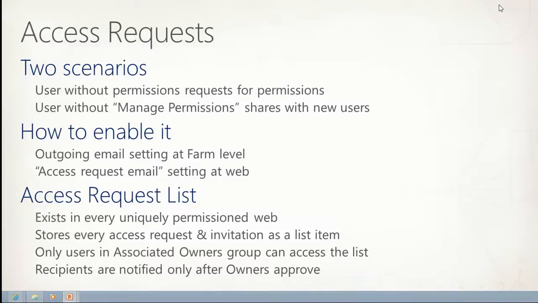The admins can go in and act on this access request. Now, what does admin mean here? Anyone who is in the associated owners group of the site has access to this list. Associated owners group is another SharePoint web property. You can specify whichever custom group that you want there. By default, site owners group is the group that gets specified as associated owners group. So anyone who's in site owners group has access to the access request list, and they can go and approve or decline requests. The last point is recipients are notified only when owners approve. This will be clear on the next slide.